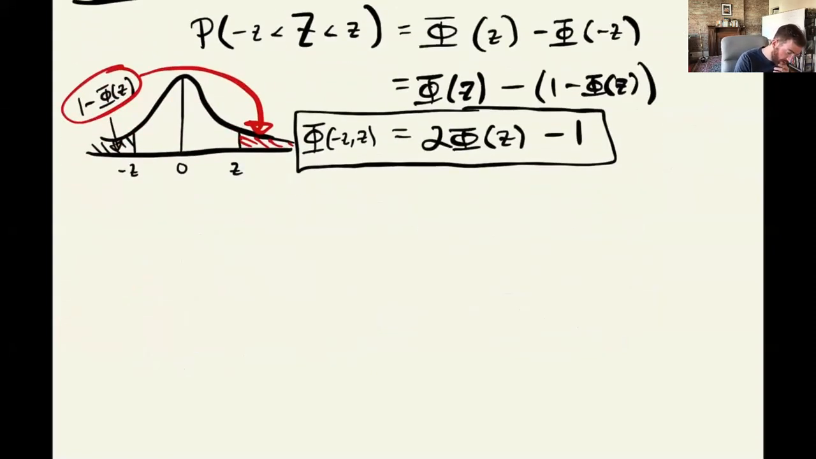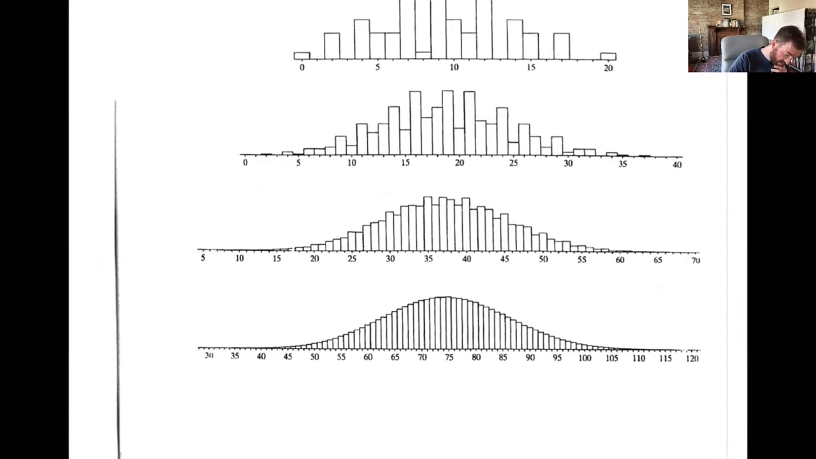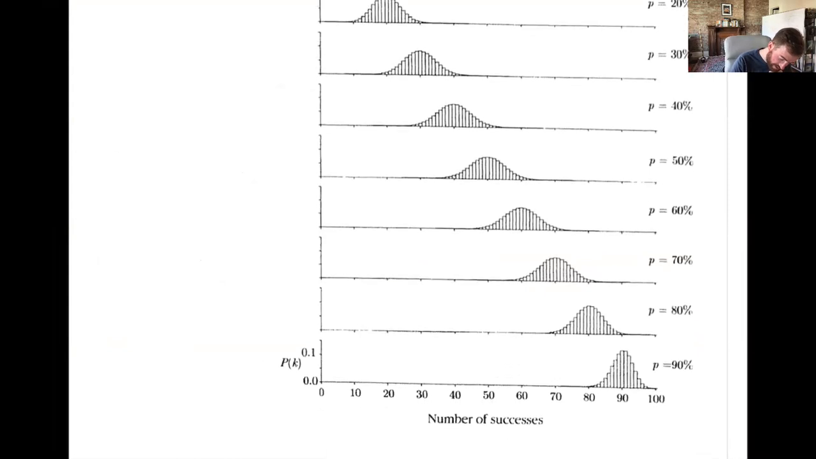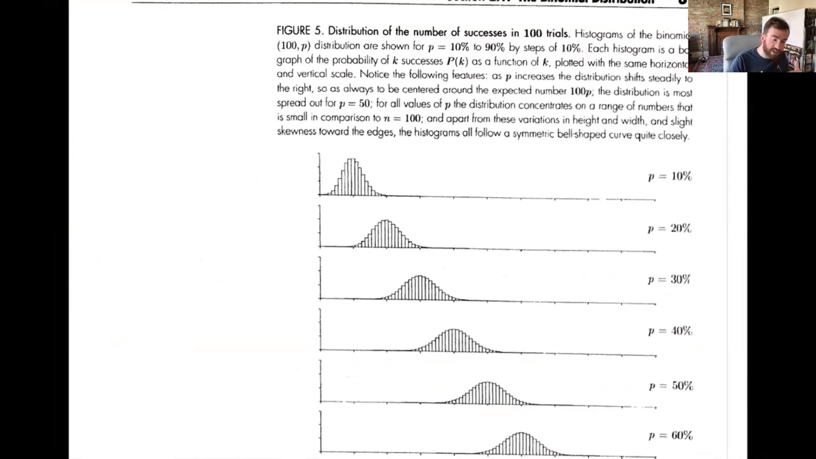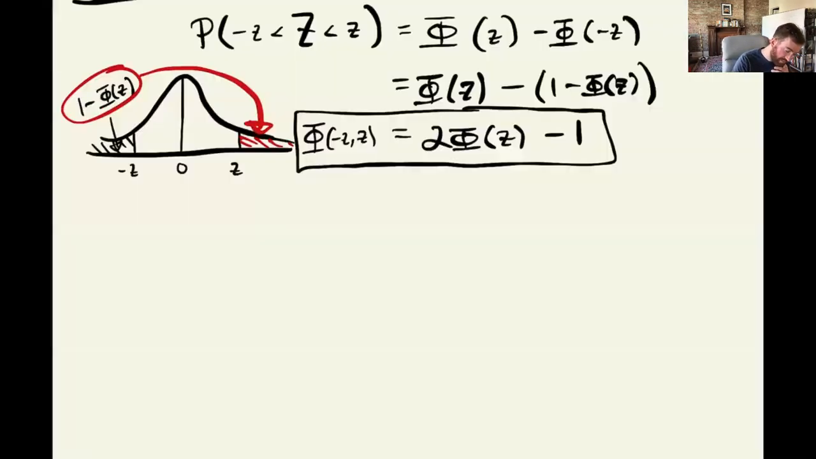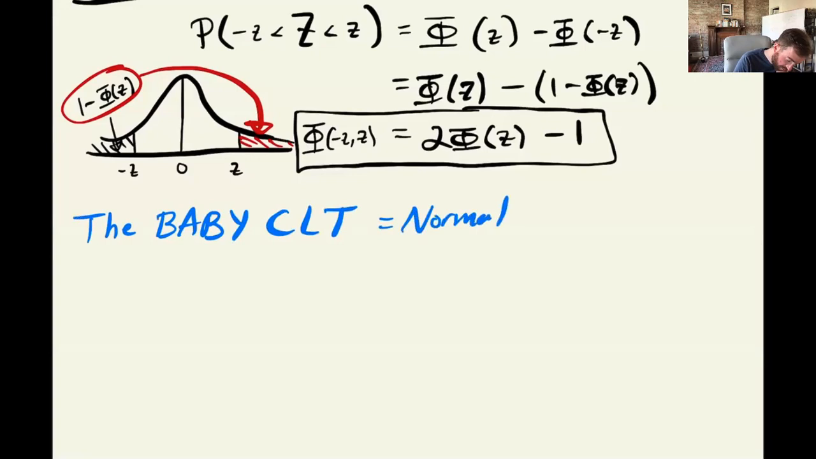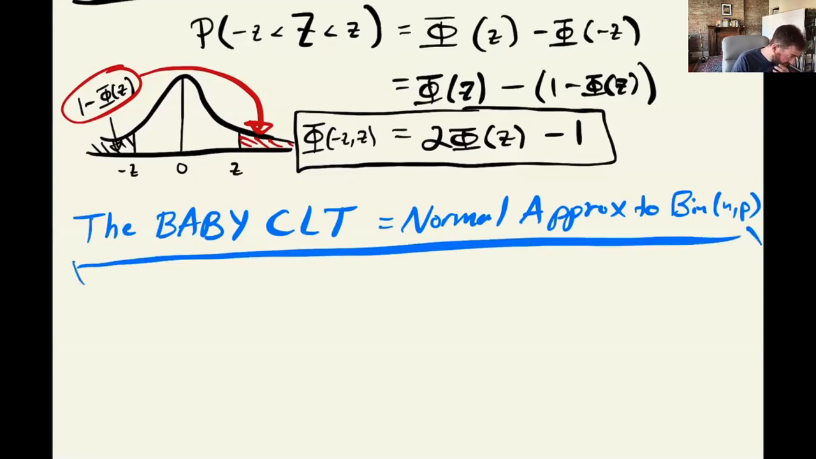So if you remember, when I first started, going back a bit, I looked at this distribution of values for the binomial random variable, and I got this shape. And so often we sometimes just call this the normal approximation to a binomial. Or I like to sometimes call it the baby central limit theorem. And we can write this as binomial bin in P. And it says essentially this.